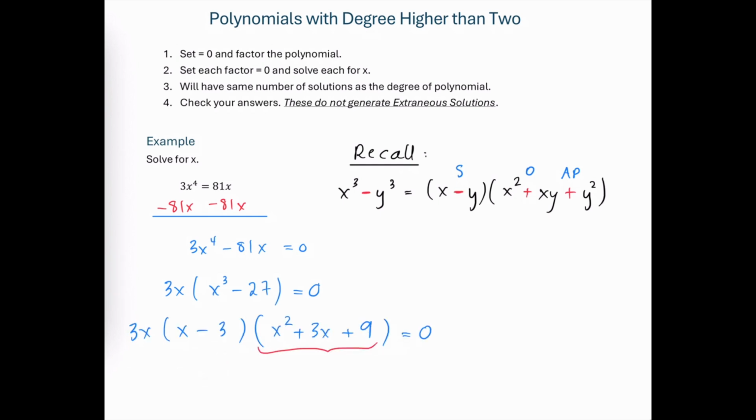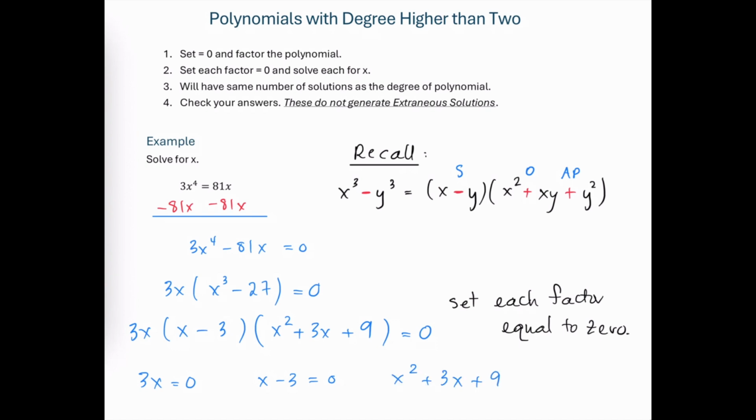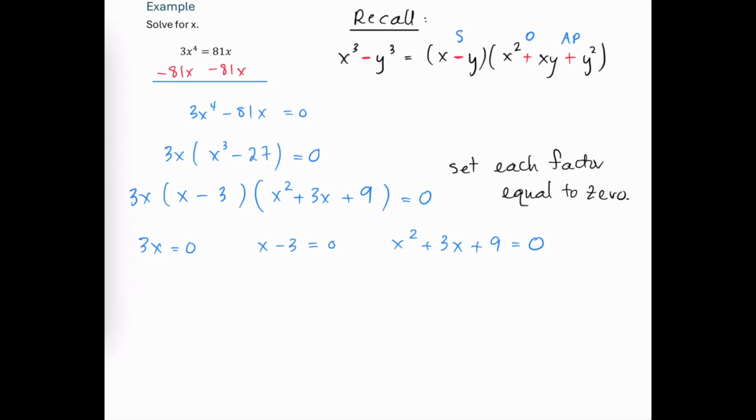Now let's take a close look at this quadratic and notice that it's prime, meaning that it doesn't factor any farther over the real numbers, because there are not two factors of 9 that add to 3, so we would consider this then to be completely factored. Once the polynomial is completely factored, this is when we set each factor equal to 0. So we have 3x set equal to 0, x minus 3 gets set to 0, and this irreducible quadratic also gets set to 0. Now we want to solve each of them individually.